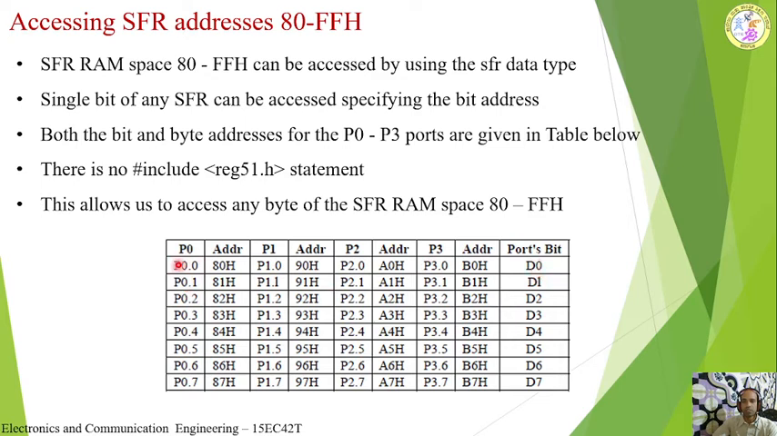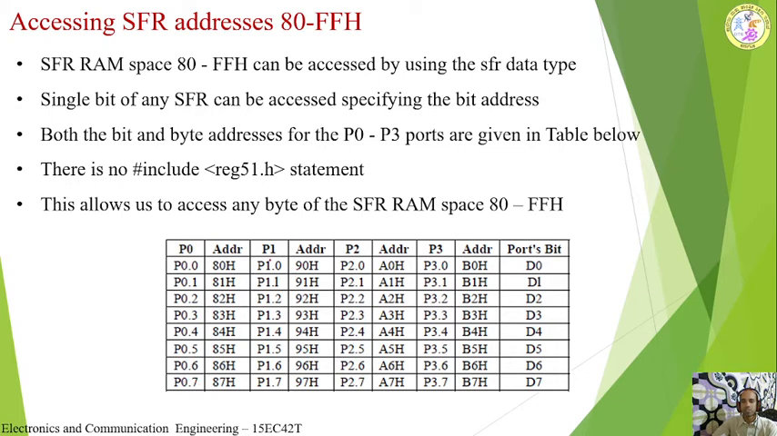For example, for all the ports, port 0, port 1, port 2, port 3, totally 4 ports, all the ports are bit addressable, and each port contains 8 pins. So these are the port pins. For example, if I write P0.0, then what is its address? 80H is the address. For P0.1, 81, P0.2, 82, and so on up to P0.7, which is 87. I can directly use the address 87 to access the 7th pin of port 0.